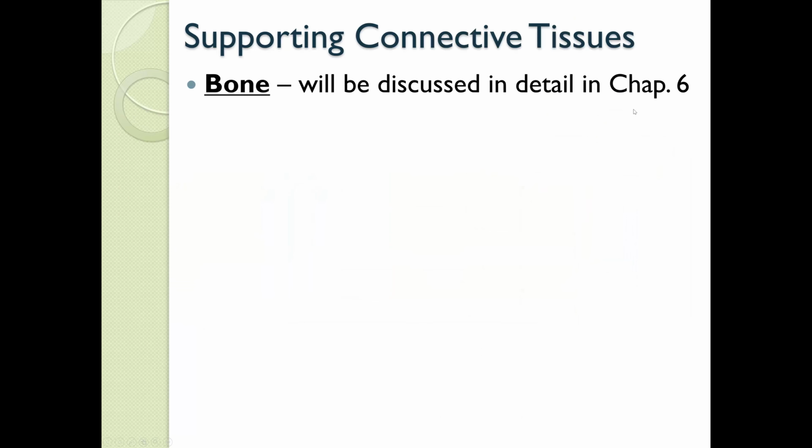The other type of supporting connective tissue is bone. And the entirety of Chapter 6 is dedicated to bone and bone tissue. So we're just going to cover a few highlights here, and mainly we're going to be contrasting bone with cartilage. So with bone, the amount of ground substance is very, very small, so very little liquid in bone.